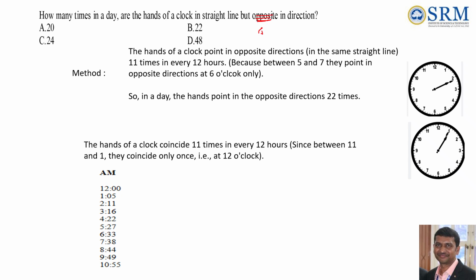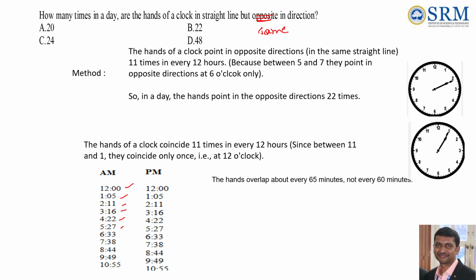In the same direction, you can write 12 o'clock, then 1:05, 2:11, and so on. For 12 hours, how many times is it? For 12 hours it is 11 times. For 24 hours, multiply by 2: 11 into 2 is 22. So totally 22 times, that is the answer.